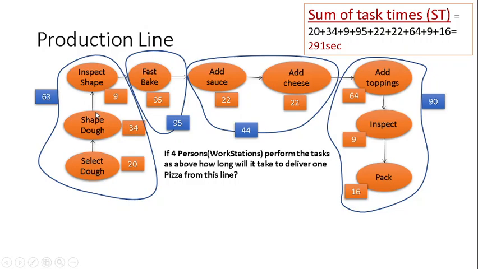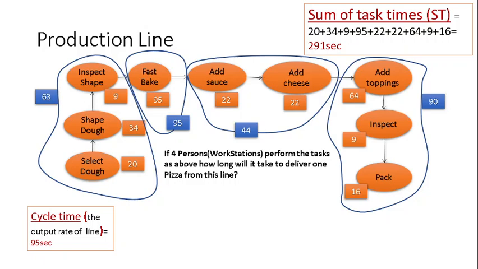So, assuming that we have this setting here, if we calculate again the cycle time, we can see that we can deliver one pizza within 95 seconds, because 95 is the actual output rate of our line. And why is this so? Because, as we said before, every 95 seconds, one pizza is being delivered from the beginning to the end of our line. And 95 is actually defined by the task that has the highest duration.